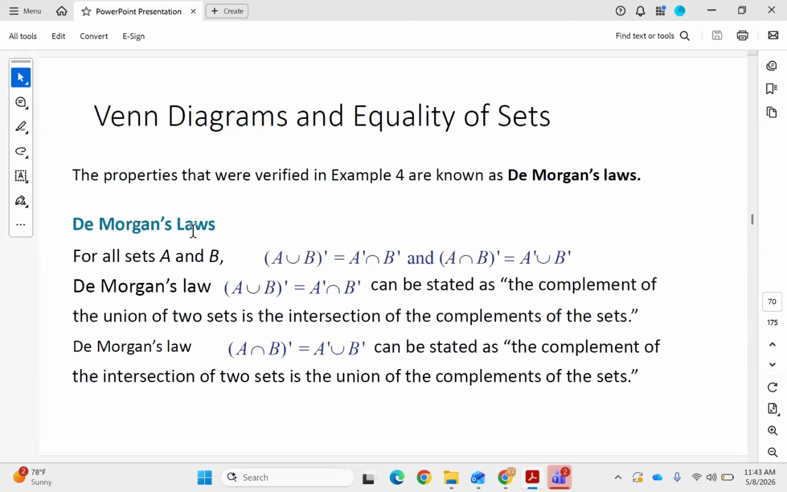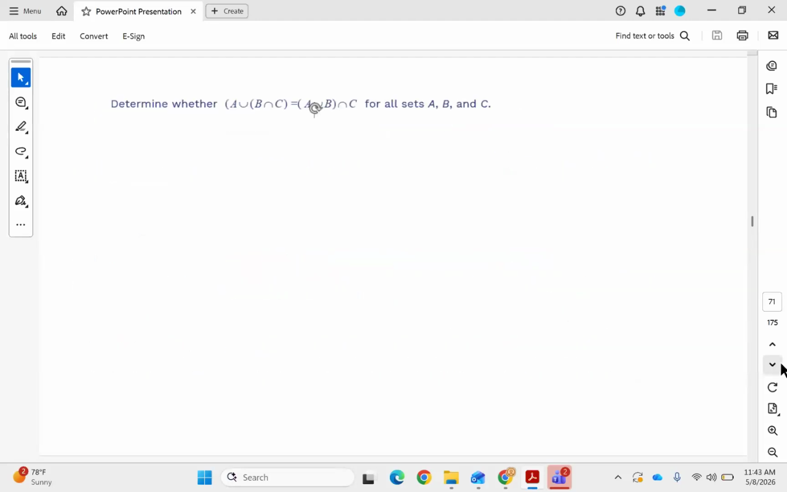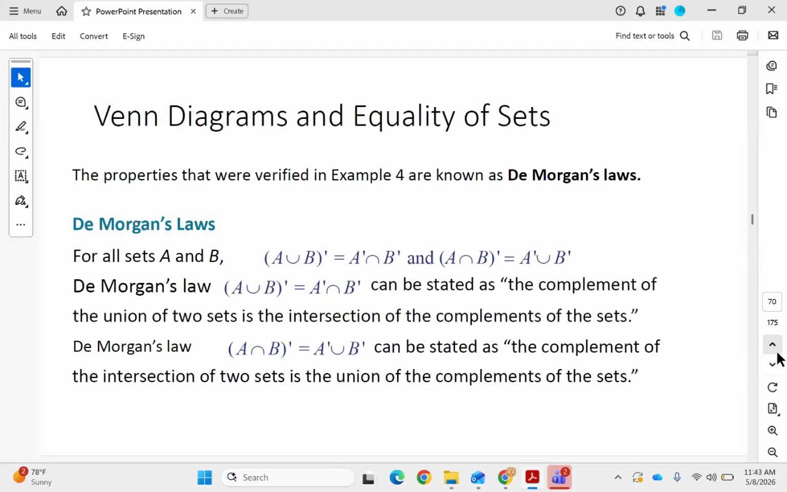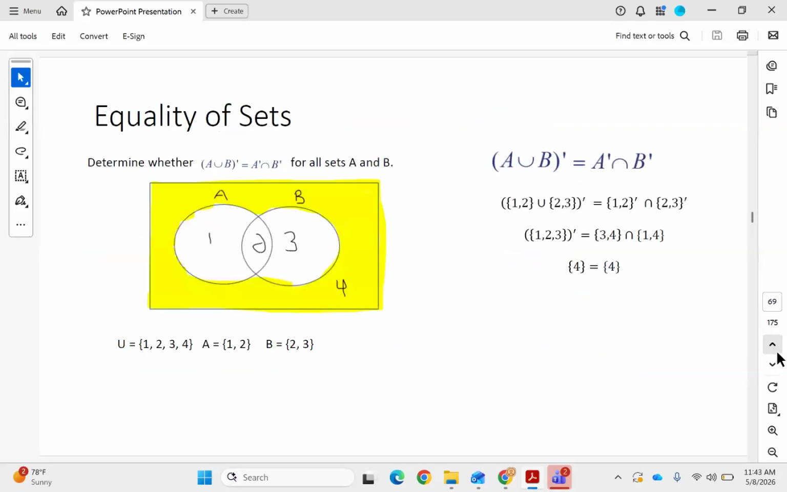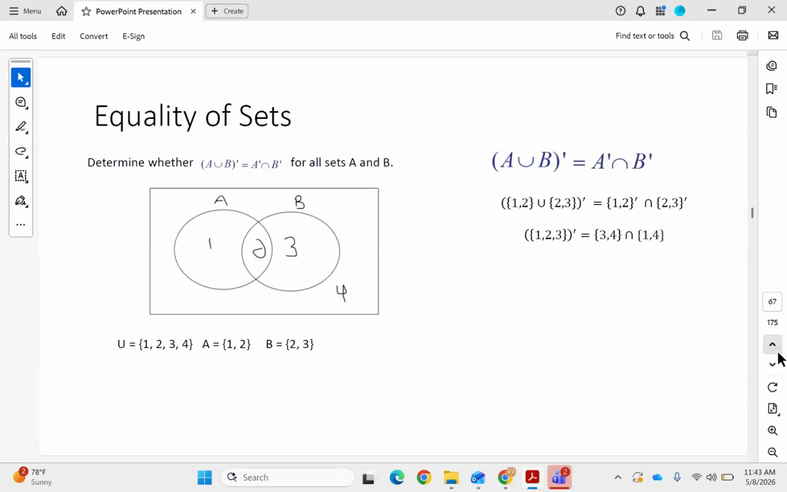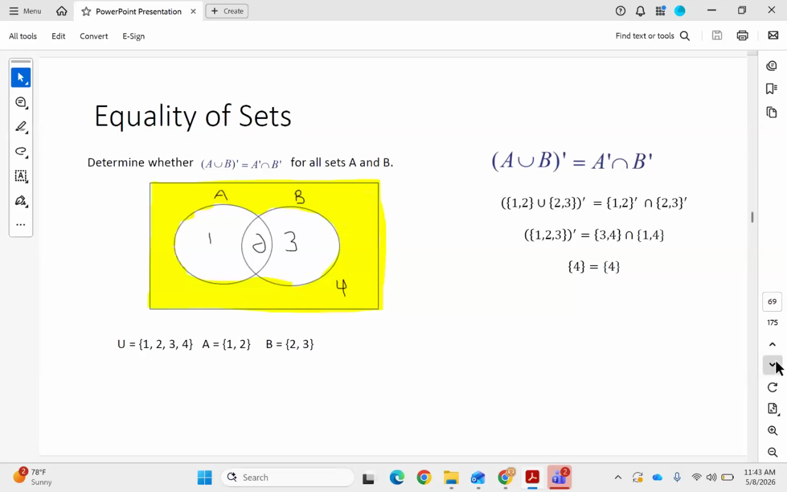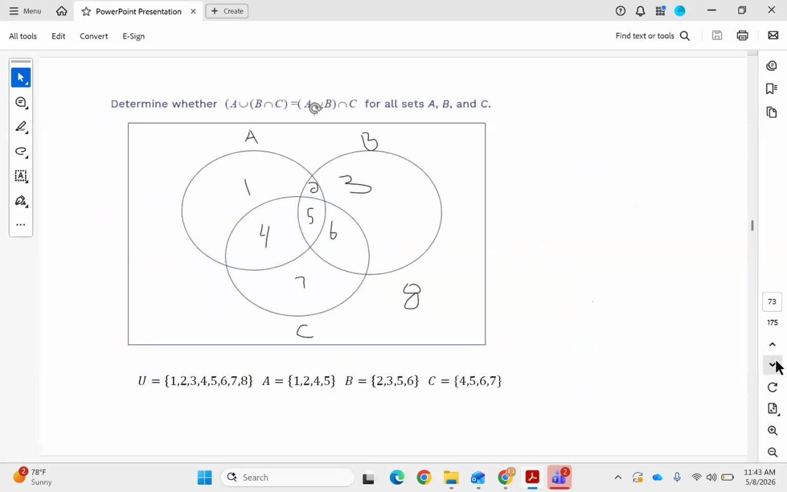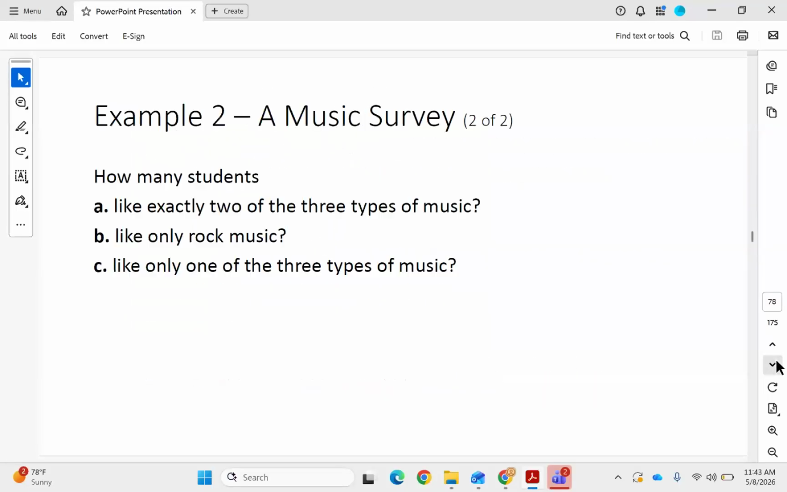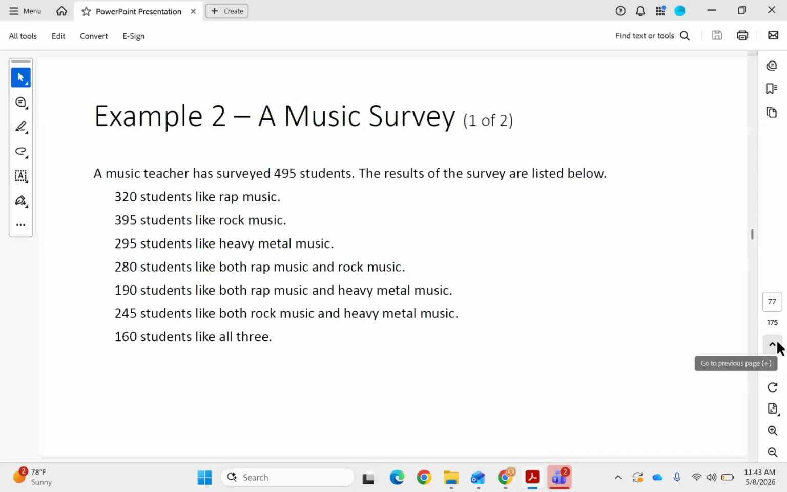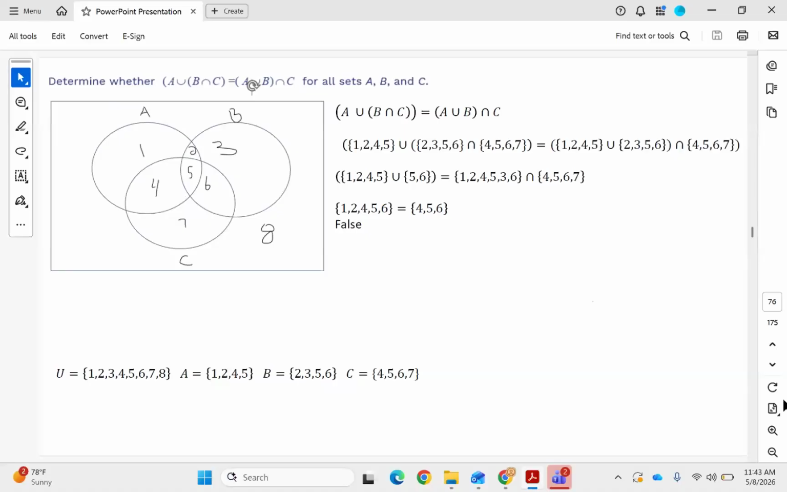Okay, so as I mentioned, we call these De Morgan's laws, and they're very useful to find different sets. Now, I overdid it with the Morgan's laws. Let me just skip to the next chapter. Or actually, this is a great example. I don't want to skip it.